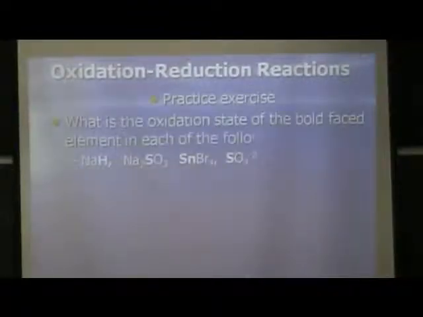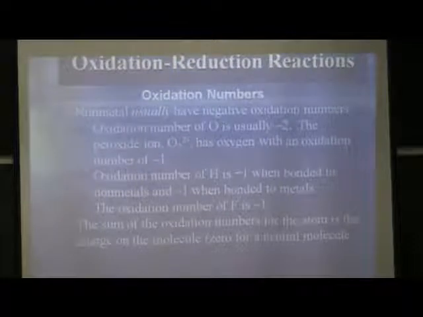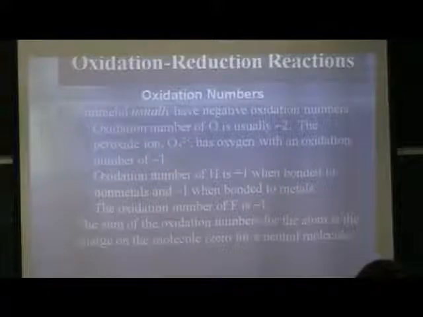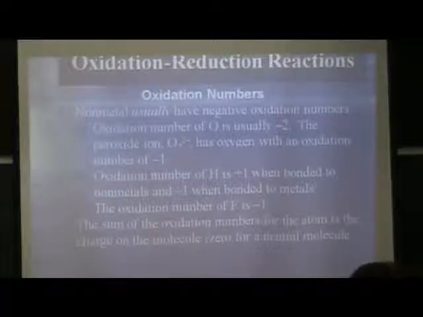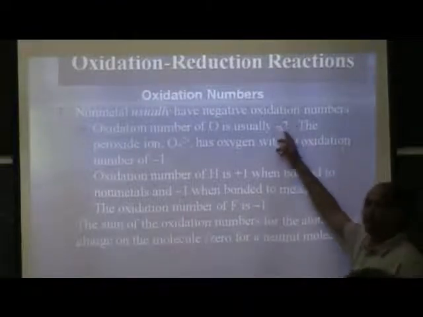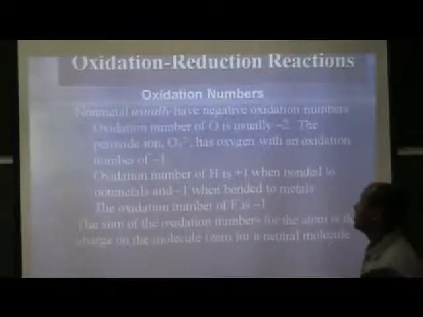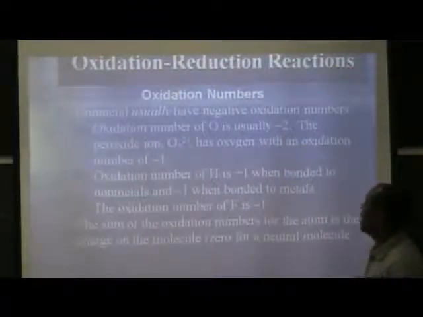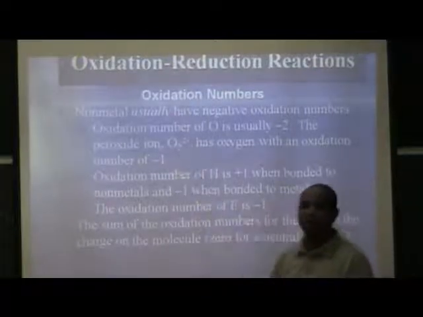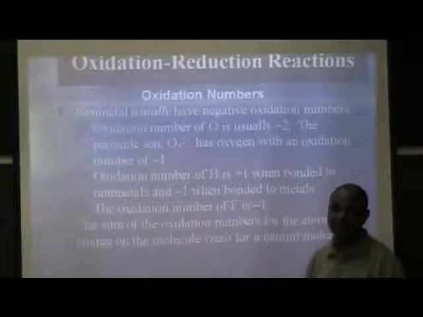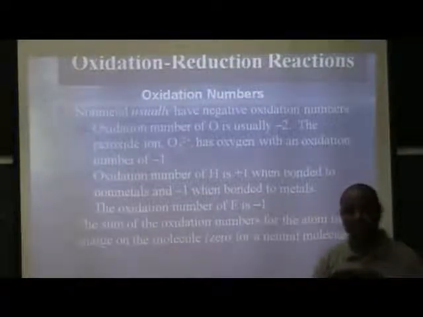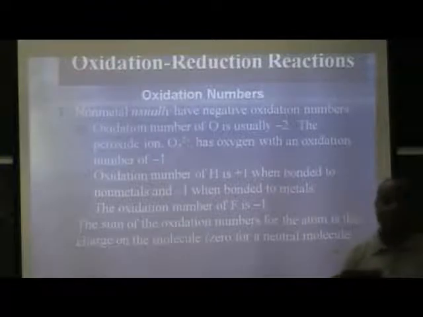Before I go to the practice exercise, I think there are other rules that we need to know here, and then I'll go back to this slide. Non-metals usually have negative oxidation numbers. The oxidation number of oxygen is usually -2. But in some cases, the oxidation number will be -1. For example, hydrogen peroxide, H2O2, is a very unique case, so its oxidation number is -1.